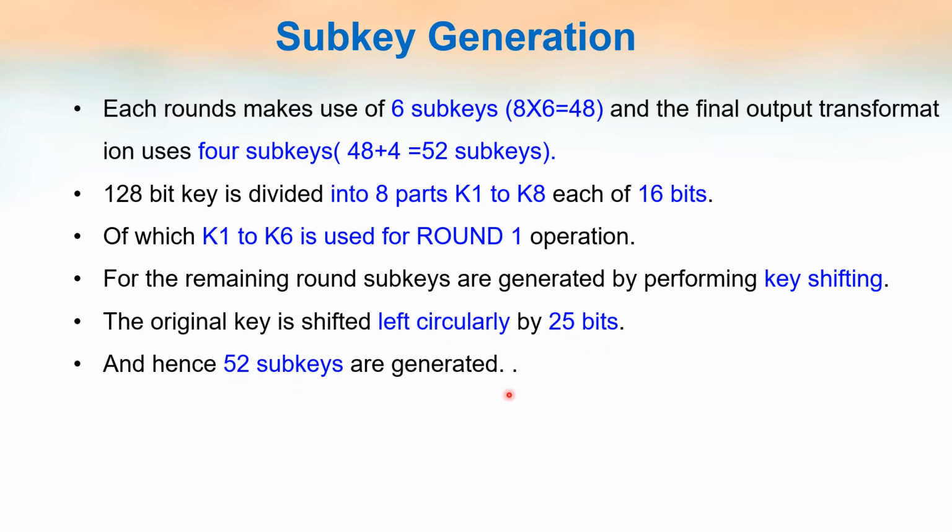And hence 52 subkeys are generated. So the original 128-bit key is left circular shifted by 25 bits, which means the 26th bit will come as the first bit. And again, that 128-bit key, after this left circular shift, is divided again into 8 parts. Then the previous round's 2 keys are remaining, plus from this round 4 keys are taken, so a total of 6 keys are obtained, and that is given to the second round. Similarly it continues and 52 subkeys are generated.